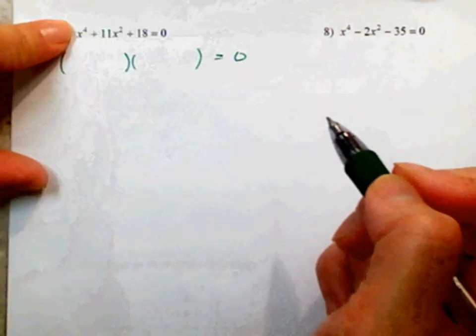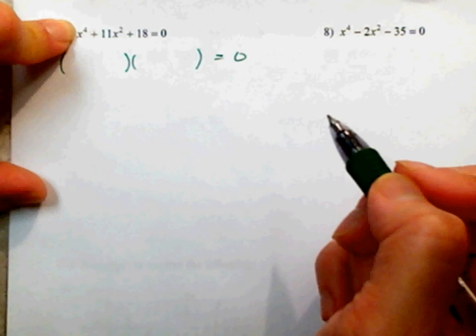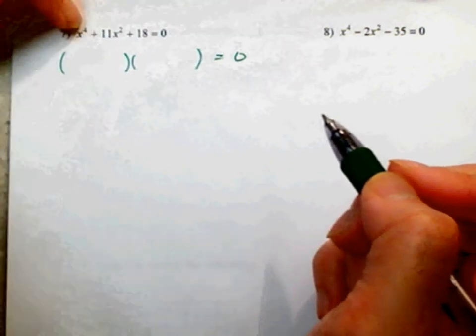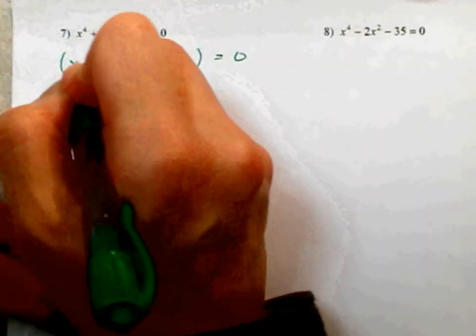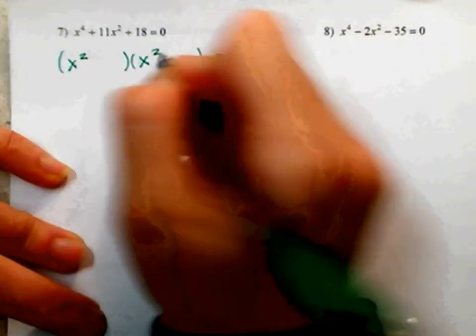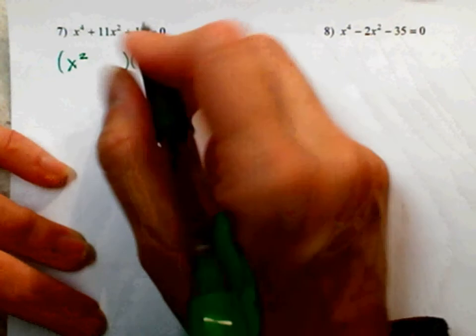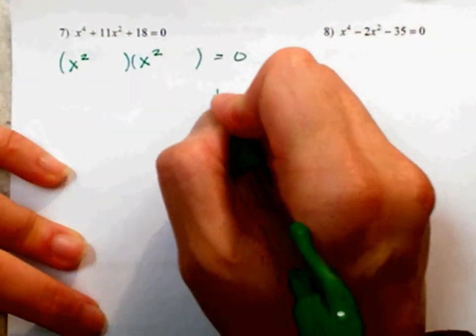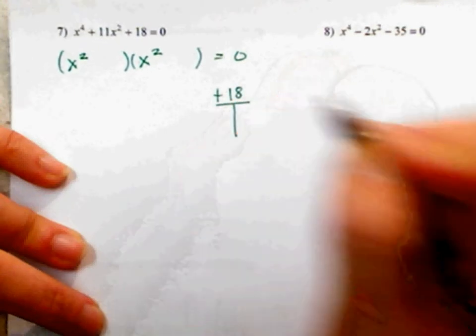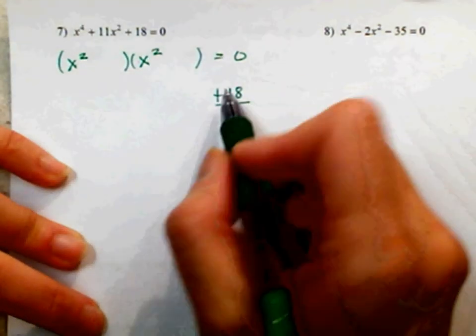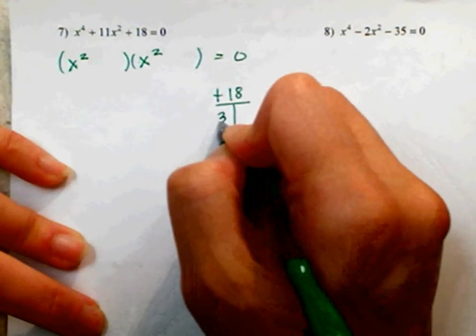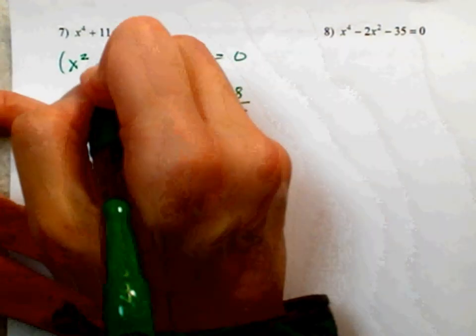Square root this one. What's the square root of x to the 4th? Or think of it as halving the exponent 4. So you've got x squared, okay? Like you've done before, where you had x squared and an x. Well, two numbers multiplied to give you 18, and it's going to add, because that's a plus, to give you 11x squared. Well, that would be 3 and 8. So plus 3, plus 8, okay?